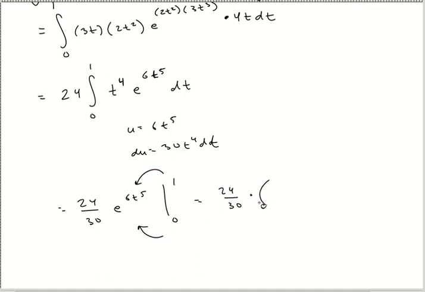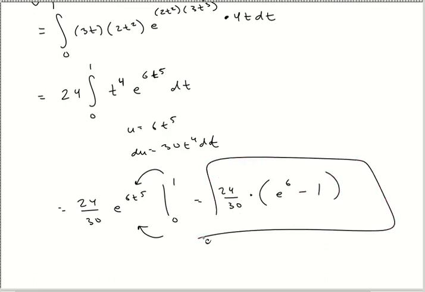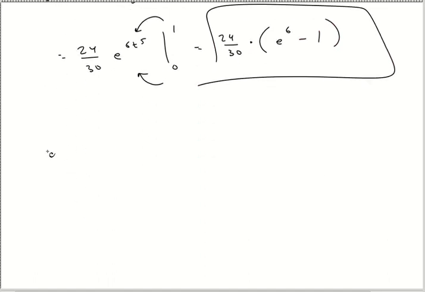Plugging in the 1 will get me e to the 6. And plugging in the 0, e to the 0 is a 1, essentially. So there's your answer. Not too bad on that problem. Next.